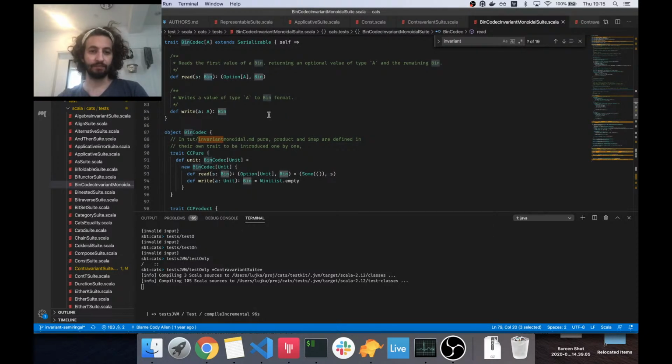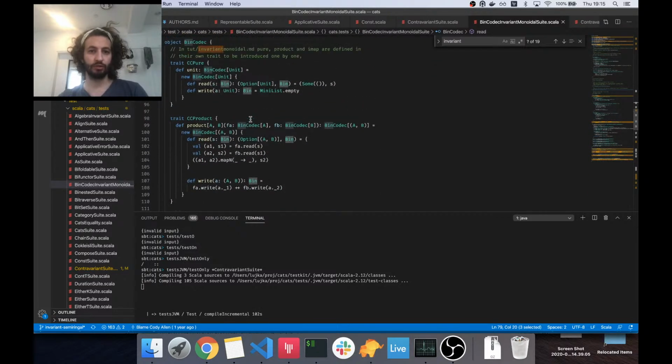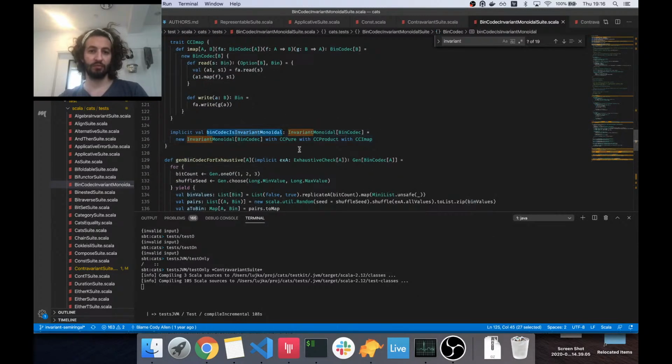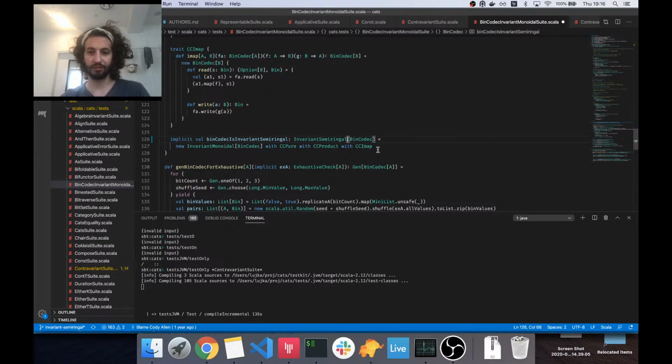And then, yeah, what we do here, what I assume we do here, we basically define an invariant monoidal, but what we're going to try to do is to define an invariant semiring. Let's get rid of this. It should be fairly easy. And if we can't do this, then something's definitely wrong with our code. So that would be good to know either way.